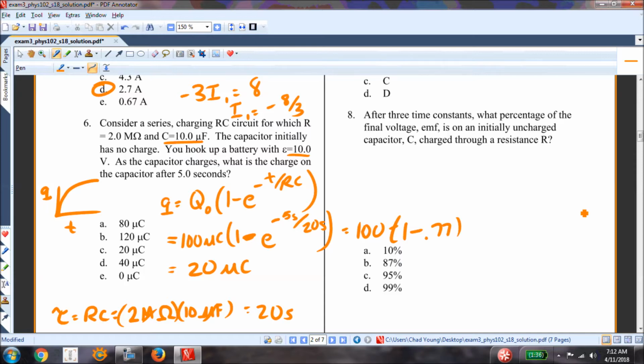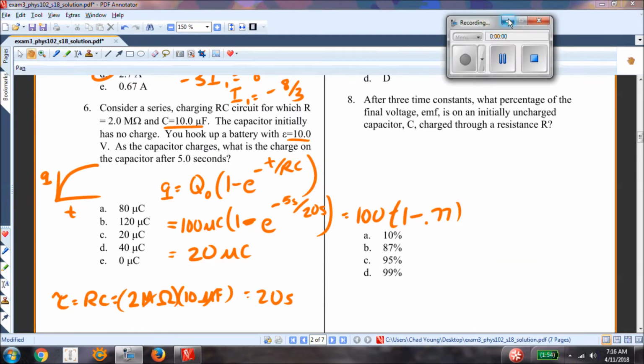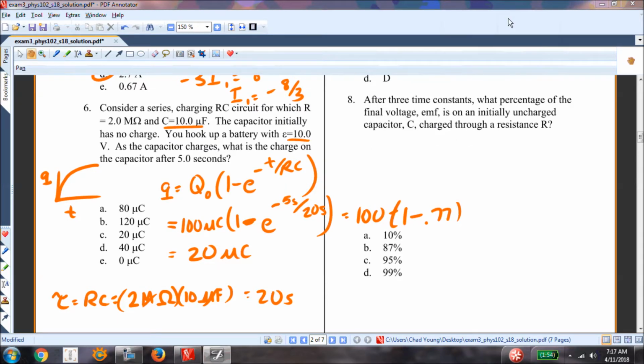After 3 time constants, what percentage of a final voltage EMF is on an initially uncharged capacitor charged through a resistance R? I'm sorry, let me pause for just a moment. Okay, sorry about that. So this is from an OpenStax question. After 3 time constants, what percentage of the final voltage is on an initially uncharged capacitor?